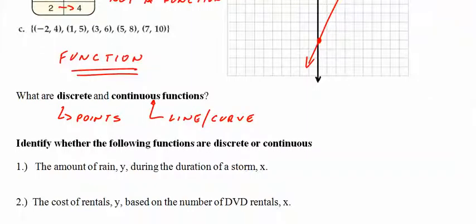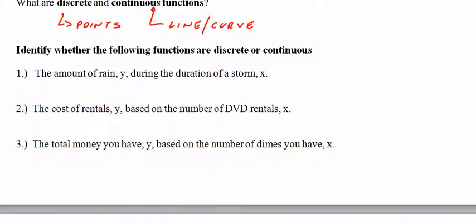So now we say which ones are discrete and which ones are continuous. The amount of rain during the duration of a storm. If you want to get nitpicky, you can say each drop, if we're measuring in drops, would be a discrete amount. But the way it's typically measured, with a cylinder sitting outside, this would be continuous because the rain is small enough to consider it continuous.